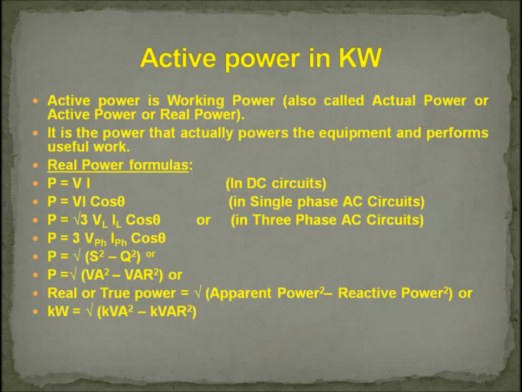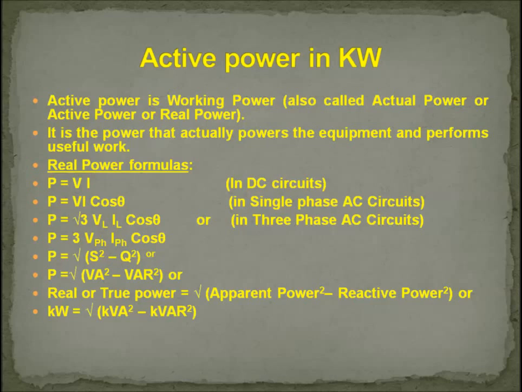Real power formulas. P equals VI in DC circuits. P equals VI cos theta in single-phase AC circuits. P equals square root of 3 V line I line cos theta, or, in three-phase AC circuits, P equals 3 V phase I phase cos theta.